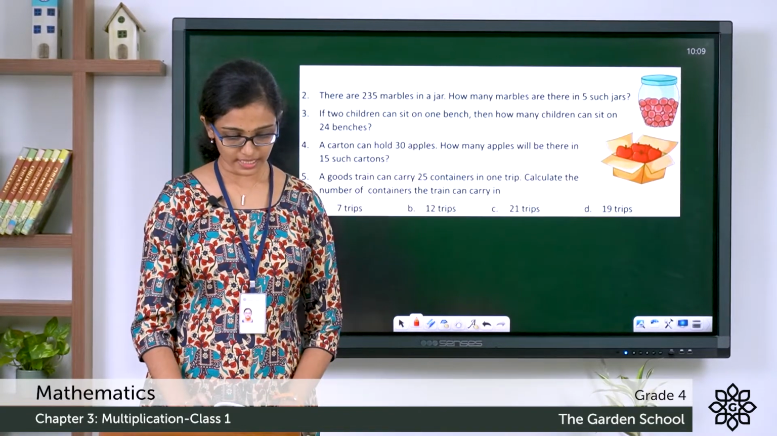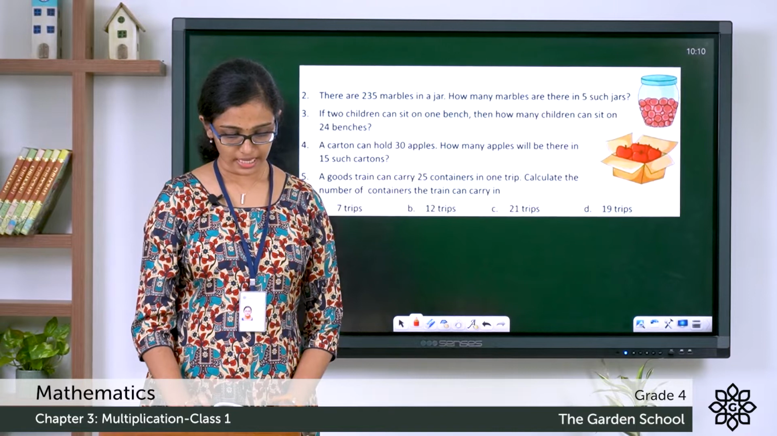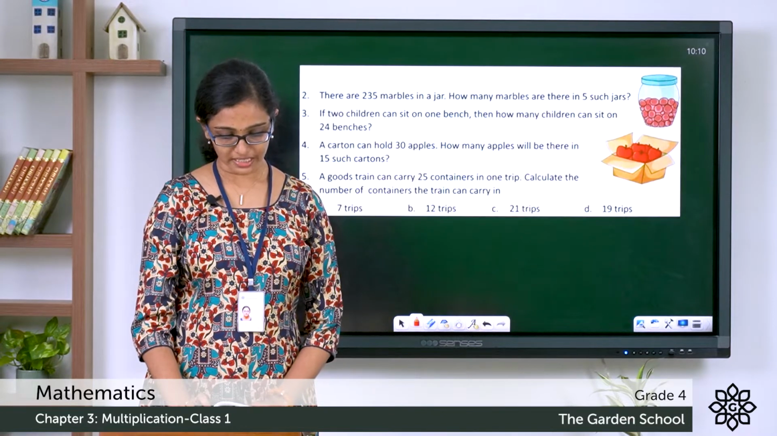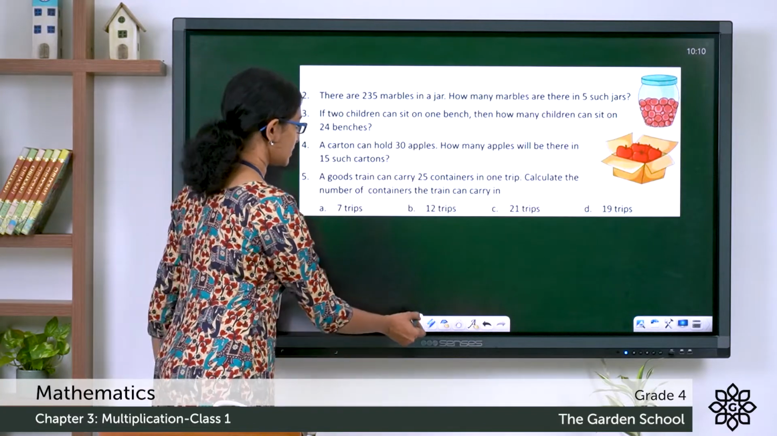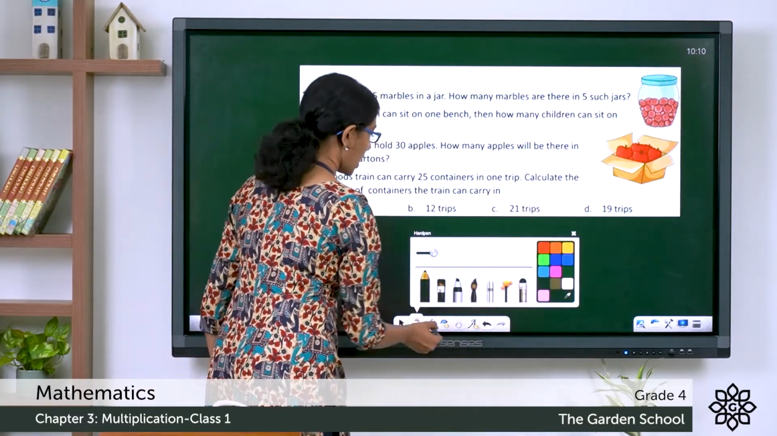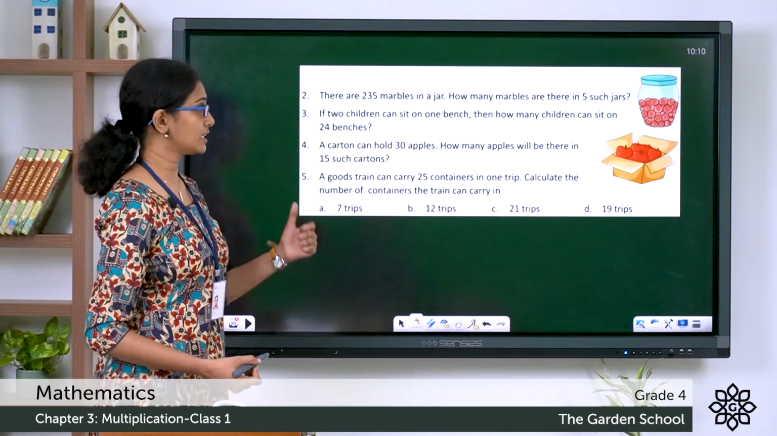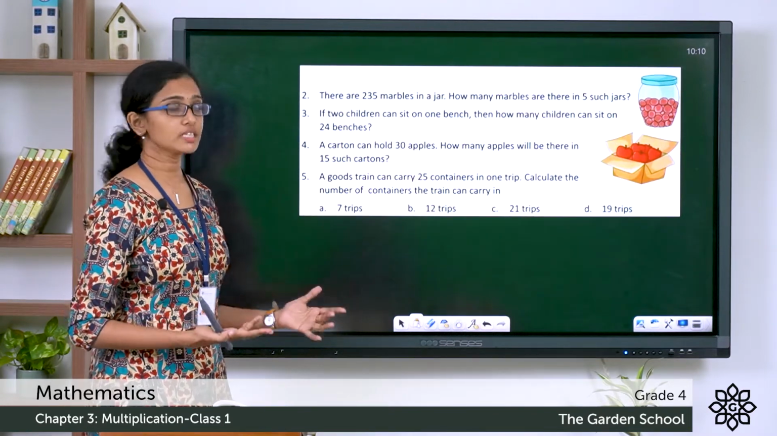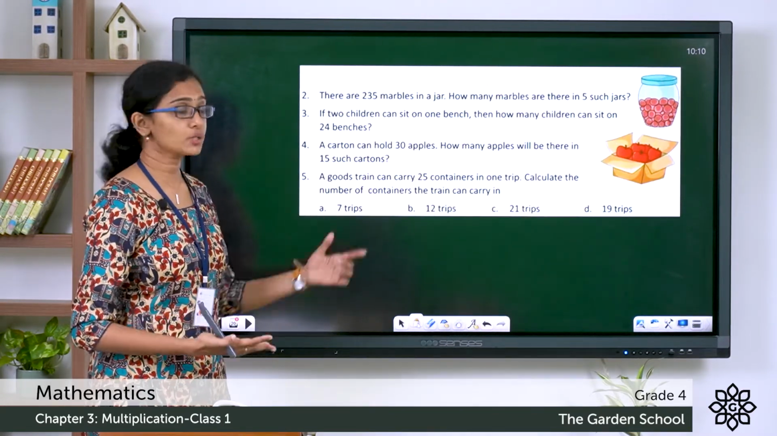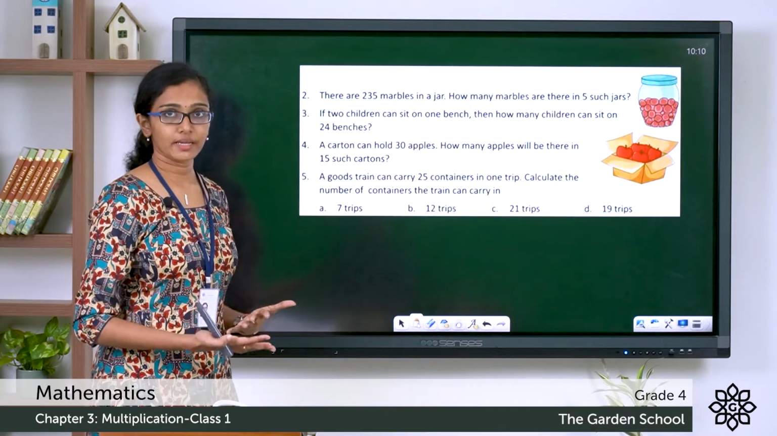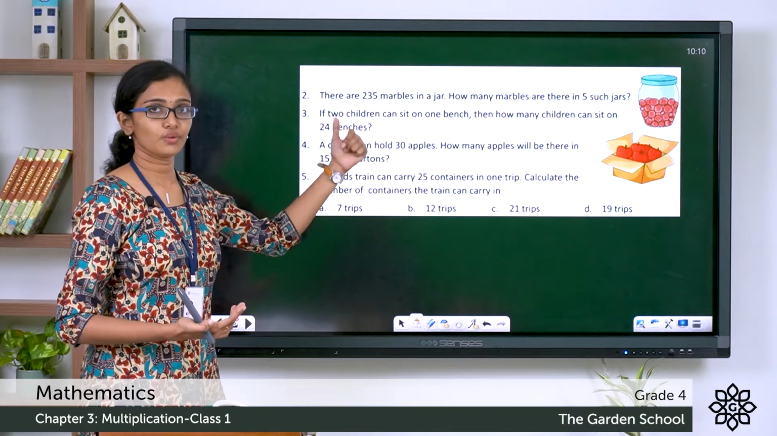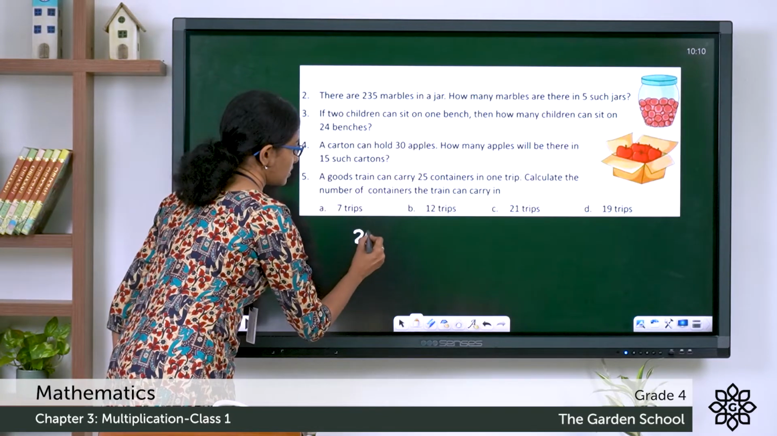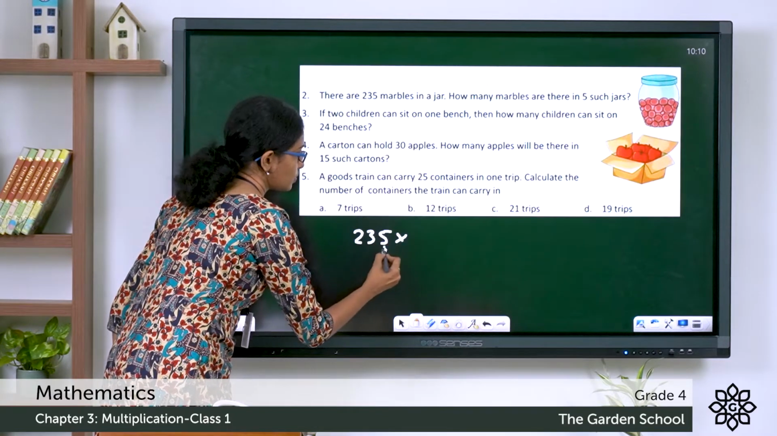From question 2 to 5, it's simple word problems. So question 2 is there are 235 marbles in a jar. How many marbles are there in 5 such jars? So you have one jar with how many marbles in it? 235. So how will you find out how many marbles are there in a total of 5 jars? You have to add 235 5 times, right? Which means you are multiplying 235 into 5.